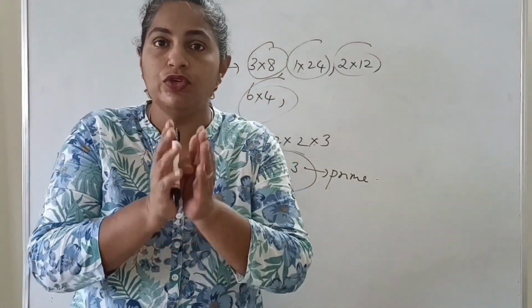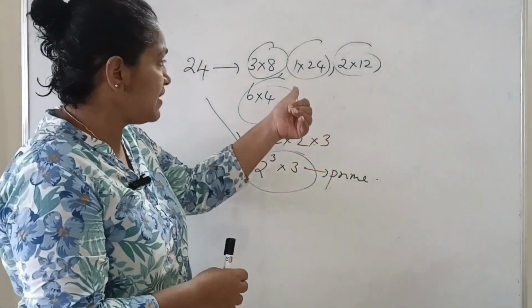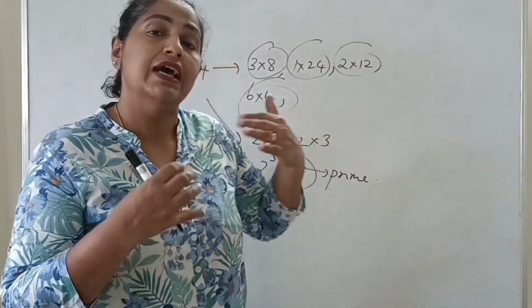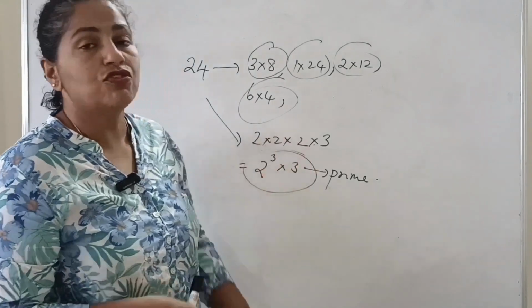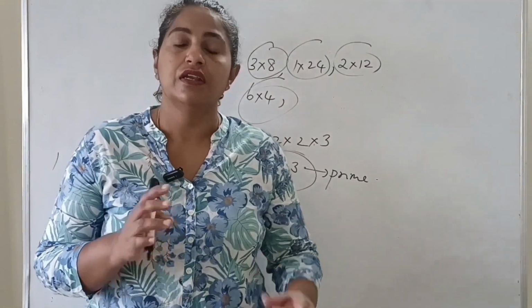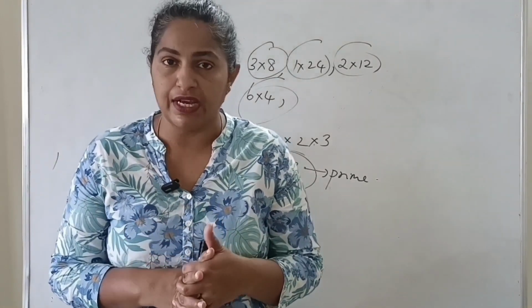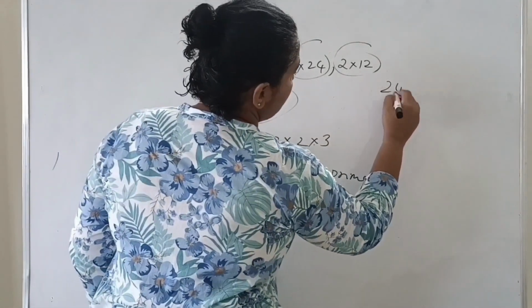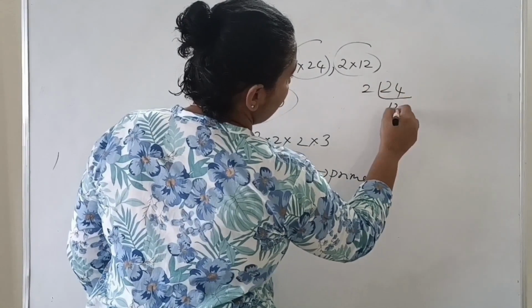Okay, so till now you must be familiar with this kind of factorization wherein we pick out the factors, combination of factors, and then write it down. This is called prime factorization. Now, how do you do the prime factorization of any number is very simple. You go on dividing the number by its prime factors.